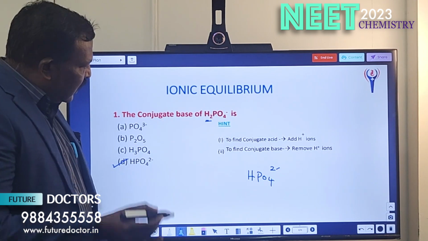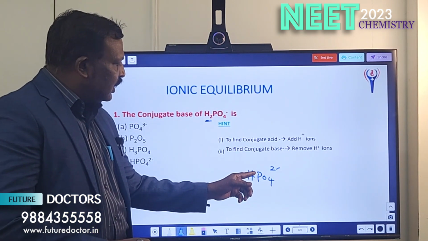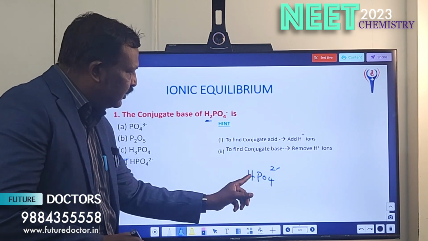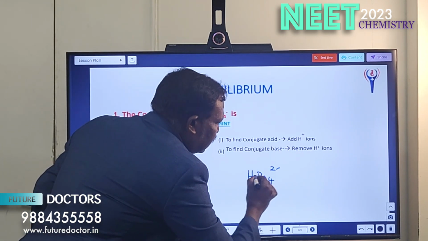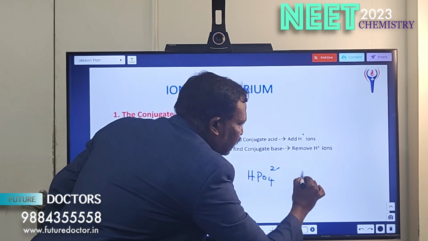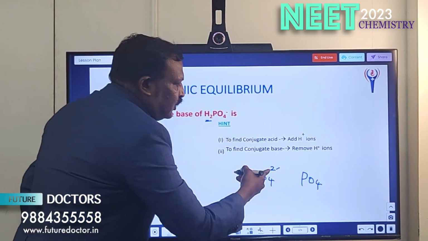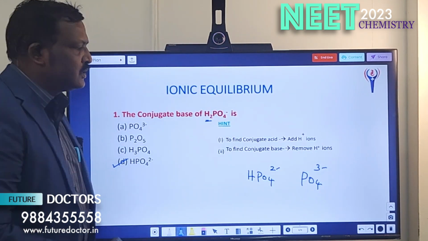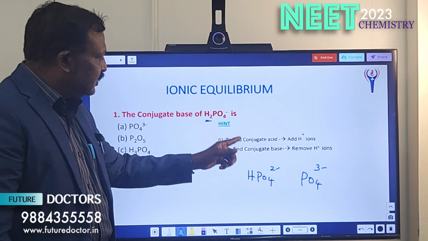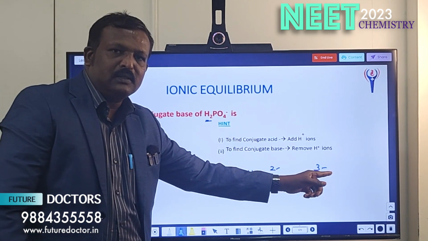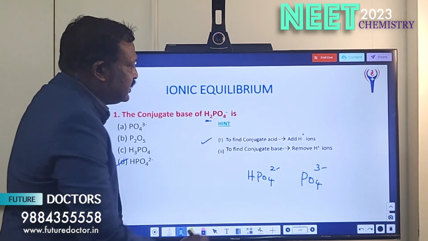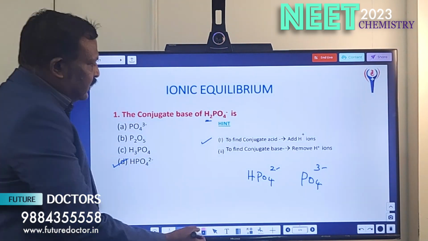Again, if you want to find the conjugate base of this one, remove an H plus ion and we get PO4. Already 2 minus is there, so it will be 3 minus, and it goes on like that. So here 2 minus, here 3 minus. Understood? Just remember this hint, and you can use it to find the answers. Now see the next one.